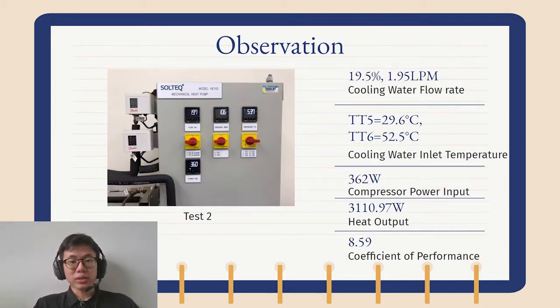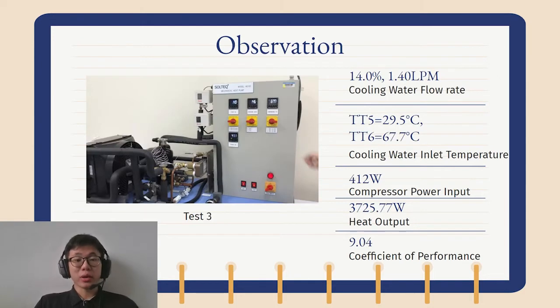For test 2, the same steps as in test 1 were repeated with a reduced water flow rate, so that the cooling water outlet temperature increased by about 3 degrees Celsius. After 15 minutes, the power input of the heat pump was recorded at 362 watts in order to absorb 3110.97 watts of heat from the surroundings. The coefficient of performance of the heat pump that we calculated was 8.59.